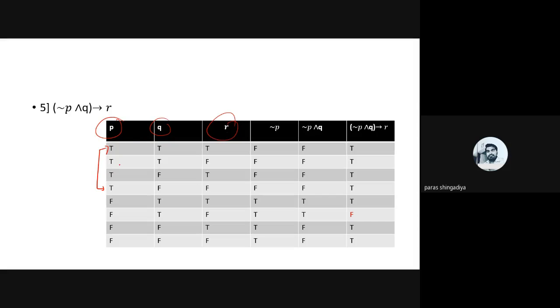The first four values will be T, and then the second four values will be F. Clear? That is the first column complete. In column Q, consider the pair of two elements, a pair of T and then a pair of F. That is, both are T, then TF, and now repeat this. That is also easy.